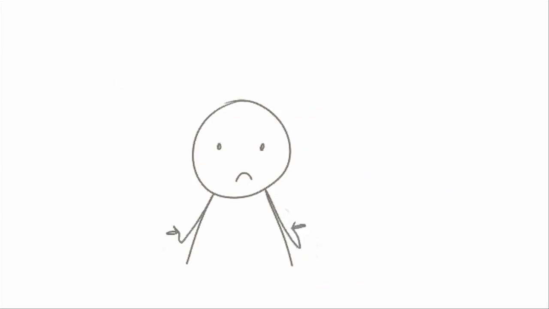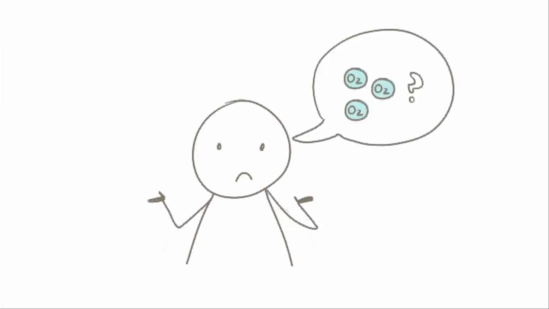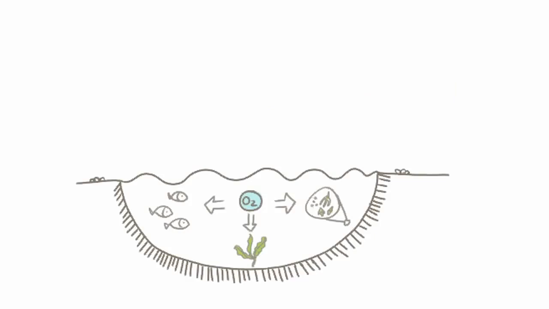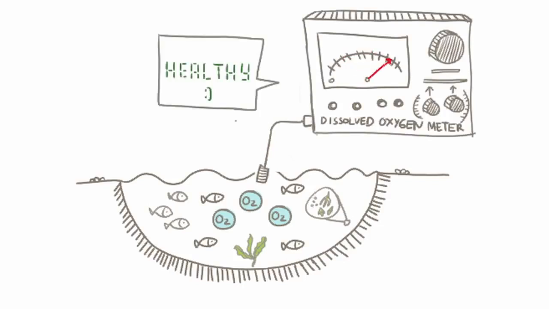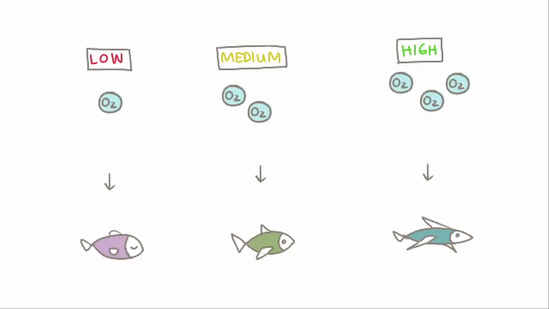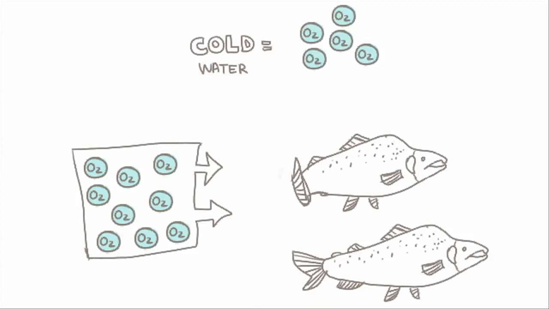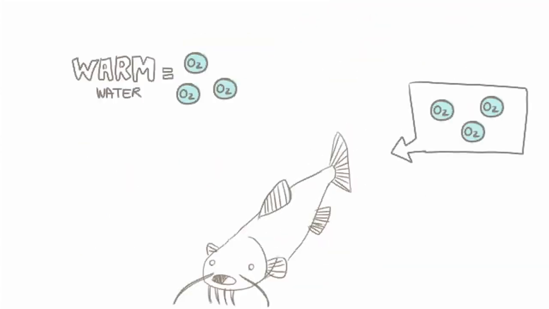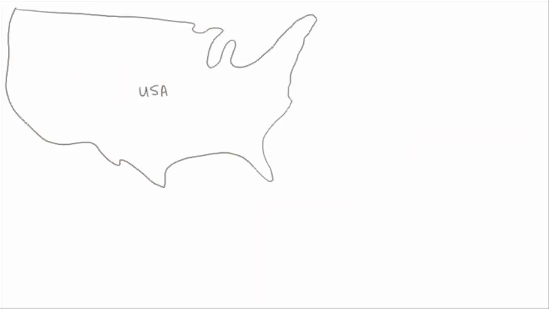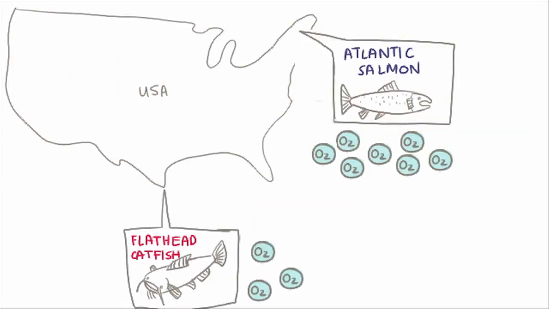Now you're probably thinking, who cares what the amount of dissolved oxygen is? Well, remember that living things need oxygen to live, and the more oxygen there is, the more animals can live there. So scientists measure dissolved oxygen to find out how healthy a body of water like a lake or a river is. But animals also adapt to the amount of dissolved oxygen. Fish like salmon need a lot of oxygen so they can only live in colder places, but fish like catfish can live in warmer waters because they need less oxygen.